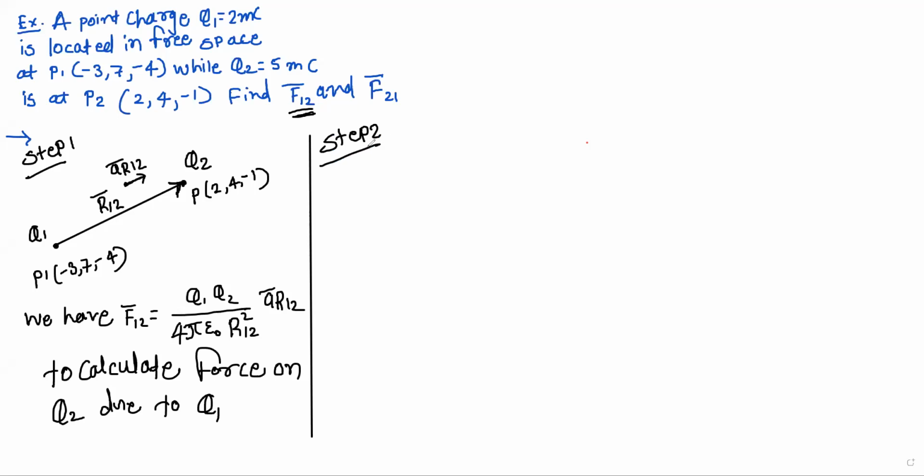So what vector do we have to calculate? R12 bar is to be calculated, and also find the unit vector in that direction. So A bar R12 is to be calculated. So this is step 2, right? So let's begin. You have P1 and P2 coordinates known, so we can easily identify this vector R12 bar. It is equal to end coordinate minus starting coordinate.